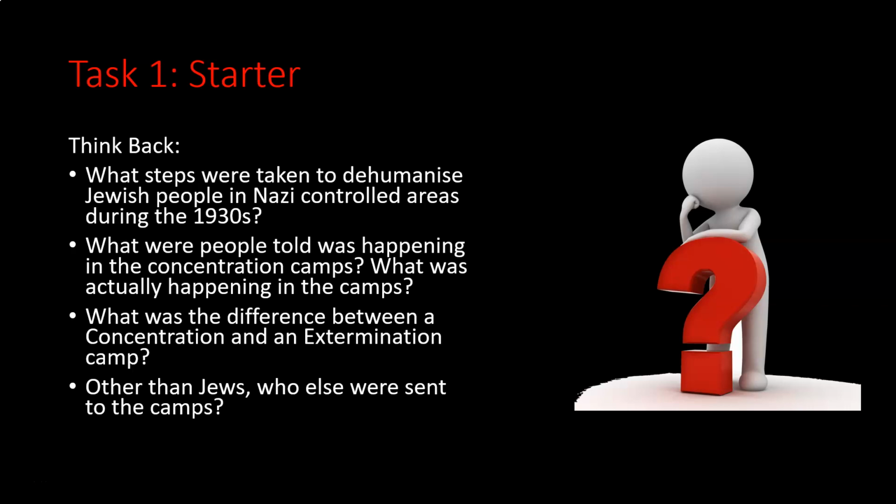beforehand. So think back, what steps were taken to dehumanize Jewish people in Nazi-controlled areas during the 1930s? What were people told was happening in the concentration camps and what was actually happening in them? What was the difference between a concentration and an extermination camp? And other than Jews, who else were sent to the camps? Okay, so I want to suggest, pause here for 3, 4 minutes. Just think back. If there's any of those you're not really sure, look back at the work we did before the break just to make sure you're clear on all of this.